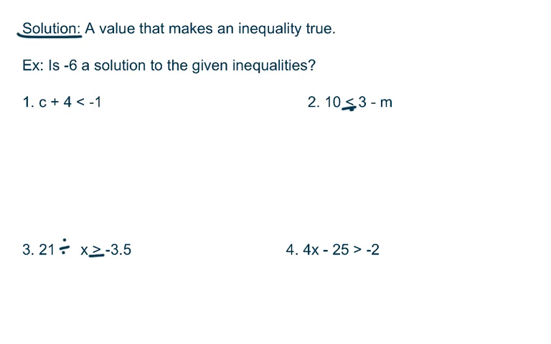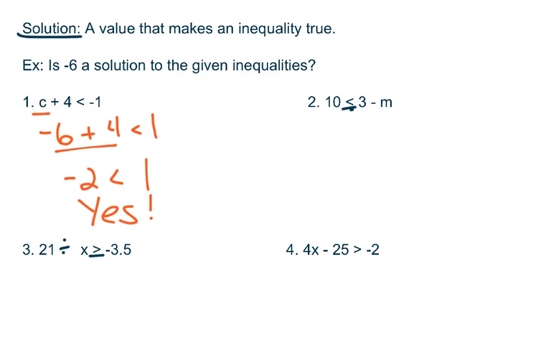So we're going to take negative 6 and we're going to plug it into our variables. Okay, let's start with the first one. c plus 4 is less than negative 1. So we plug in negative 6, so negative 6 plus 4 is less than negative 1. Negative 6 plus 4 is negative 2. Less than negative 1. Is negative 2 less than negative 1? Well, if I look at a number line, negative 2 is to the left of negative 1, so this is in fact a true statement. So your answer here is yes. It is a solution to the inequality.